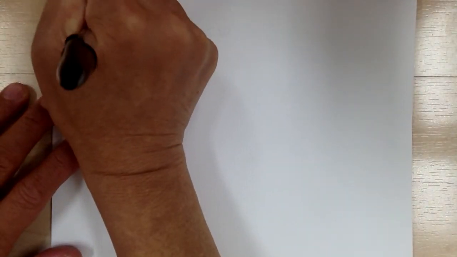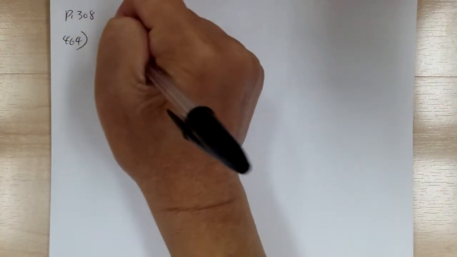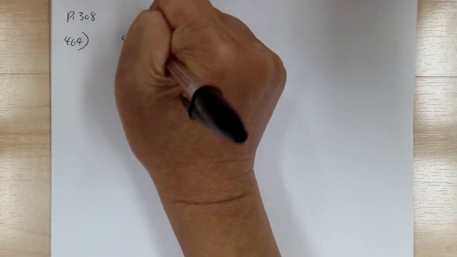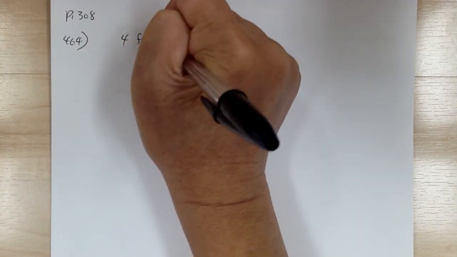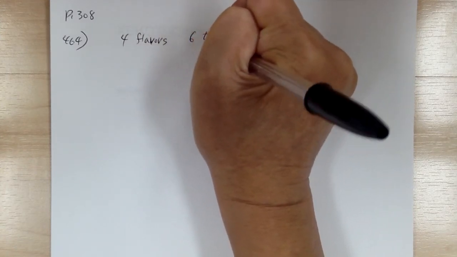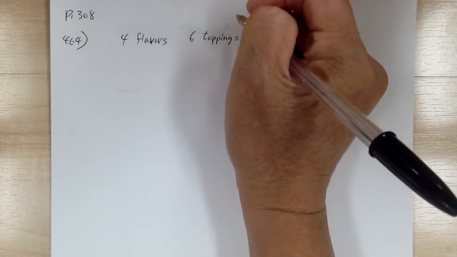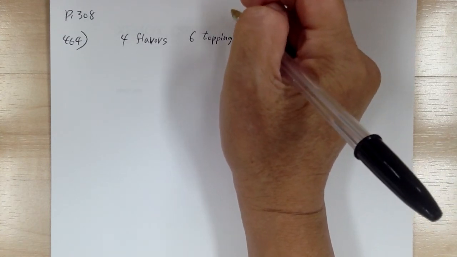Okay, let's go to the next one. A yogurt shop has 4 different flavors and 6 different toppings. If a customer wants to get one flavor and 2 different toppings.